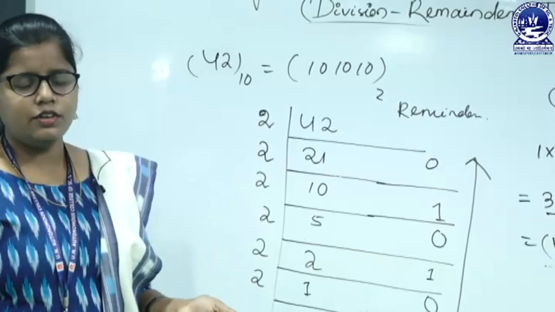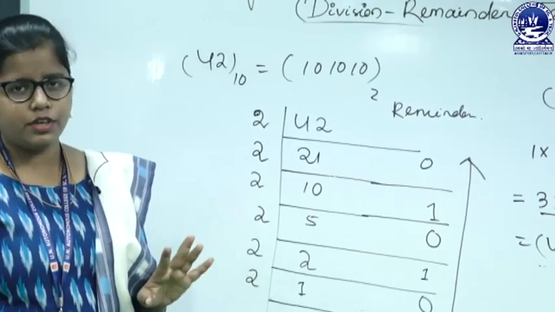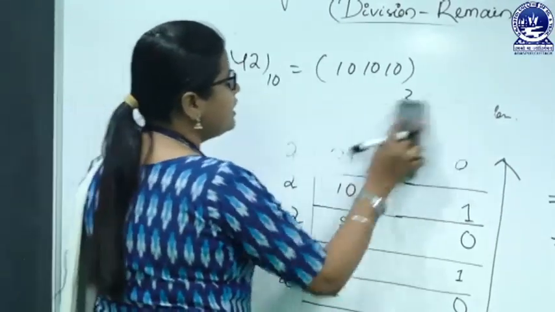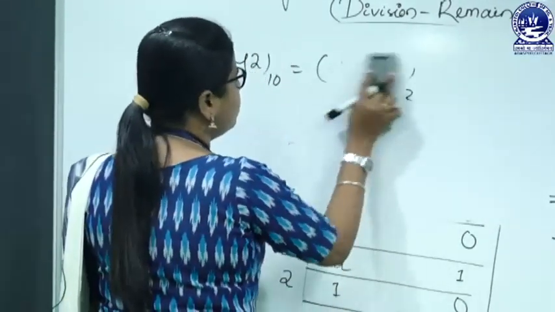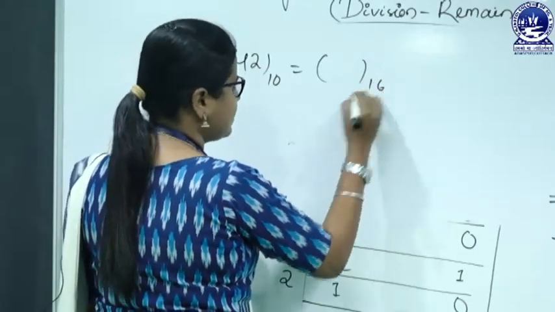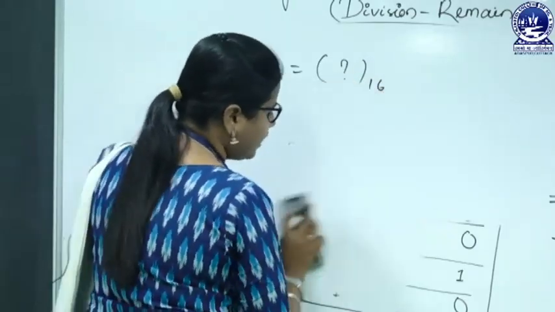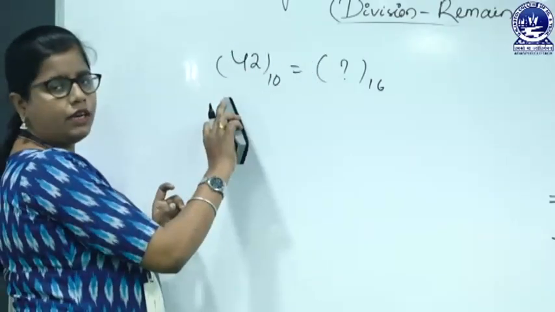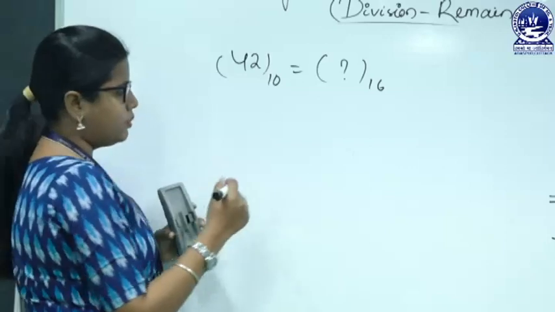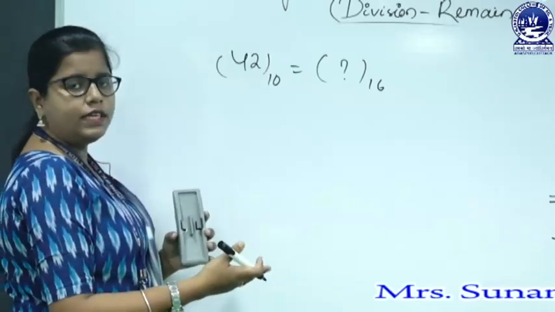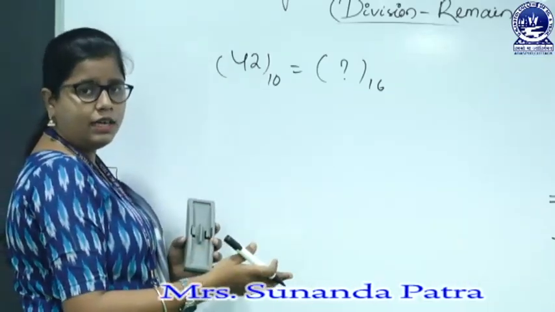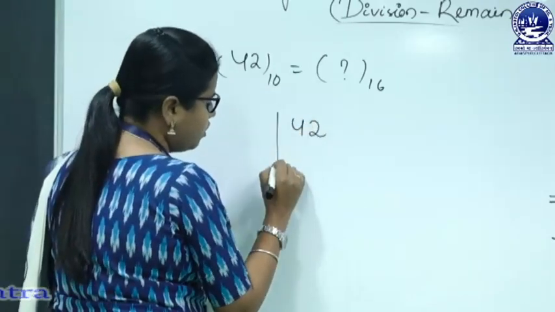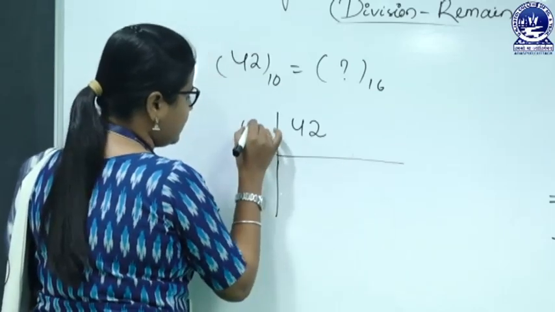So let's convert another number into a different base. Suppose this 42. We need to convert this 42 into, suppose, base 16. We need to convert this 42 base 10 into a hexadecimal number. So what do we need to do? We need to divide 42 by 16 because our new base is 16. So divide 42 by 16.